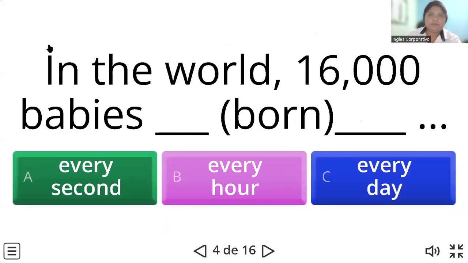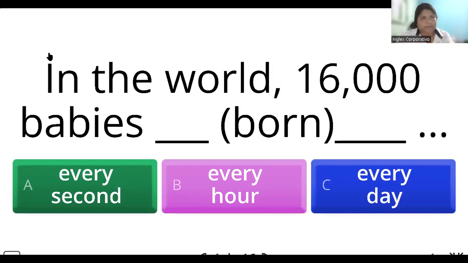Okay. In the world, how do you read that number? 16,000. Okay, 16,000. That means what? Born. Oh, okay. Are you sure? Born. Every hour. In the world, 16,000 babies were born.